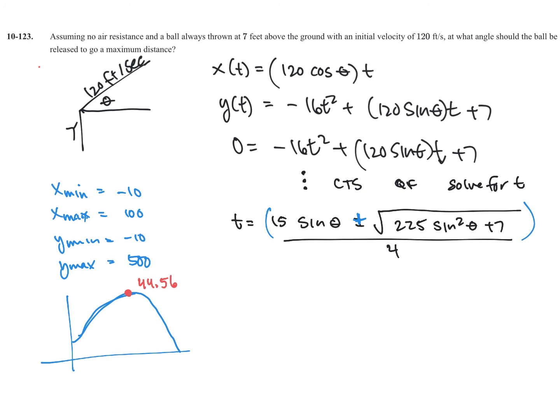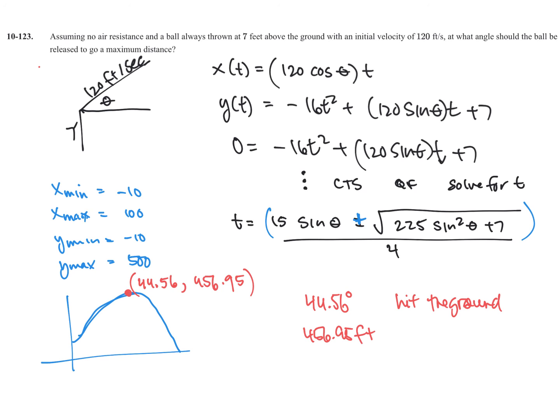44.56 and then 456.95. So what this point is telling you is this: at 44.56 degrees, that is your maximum if it hits the ground. How far will it go? It will go 456.95 feet.